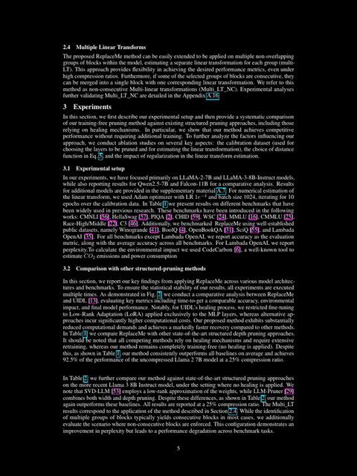3.2 Comparison with other structured pruning methods. In this section, we report our key findings from applying ReplaceMe across various model architectures and benchmarks. To ensure the statistical stability of our results, all experiments are executed multiple times. As demonstrated in Fig. 2, we conduct a comparative analysis between ReplaceMe and UIDL [13], evaluating key metrics including time to get a comparable accuracy, environmental impact, and final model performance.